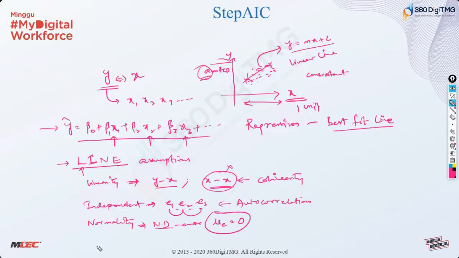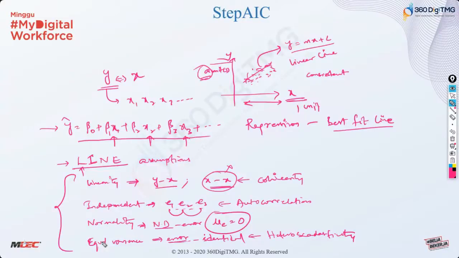Then we have E. E means equal variance or consistent variance. The errors that we are having should be identical. If not, then you're going to get a heteroscedasticity problem. Right? These are the conditions that we need to look at when you're developing or working with regression analysis.